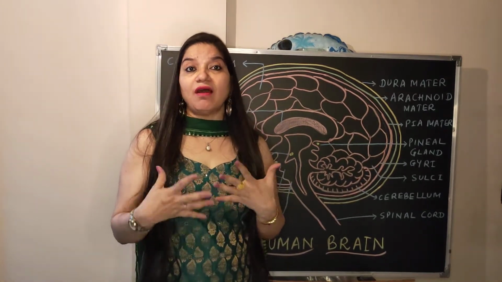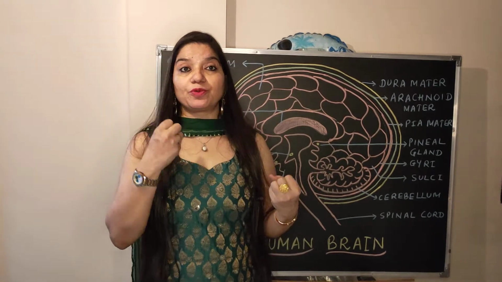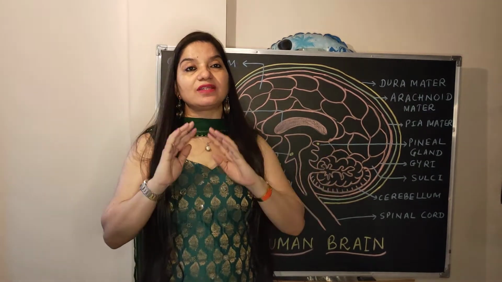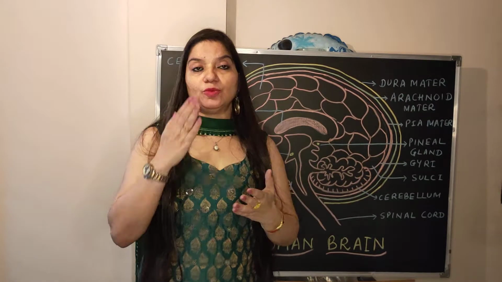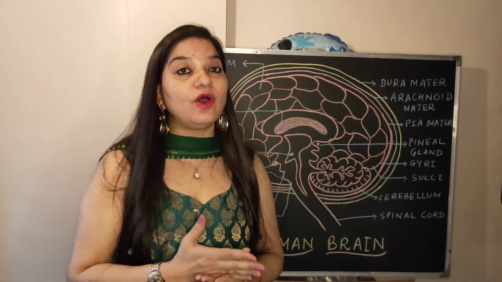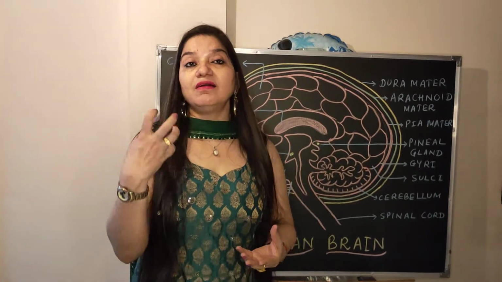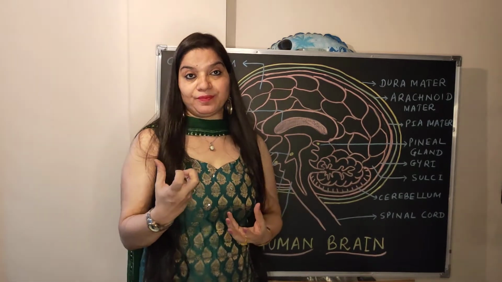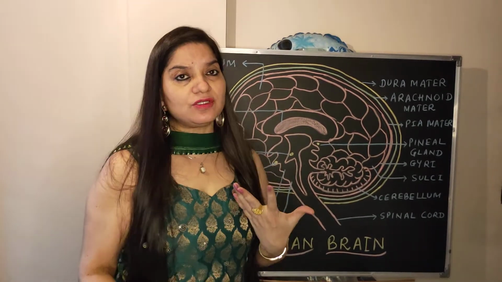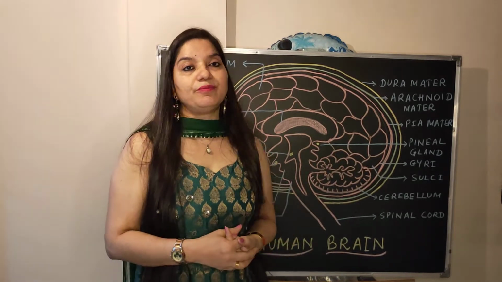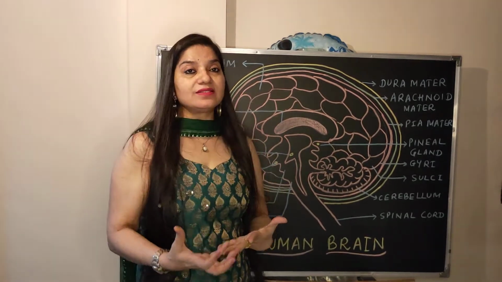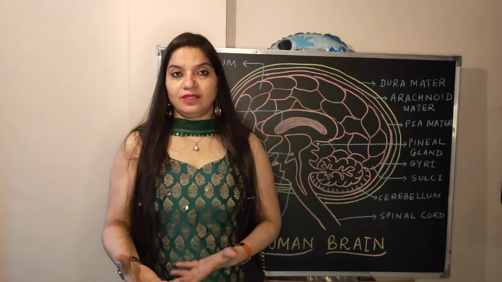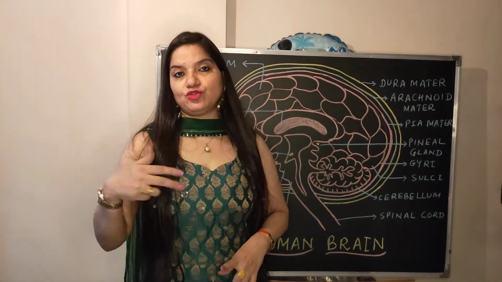The outermost layer is dura mater. It is very hard because it is basically the protective covering of the brain. The middle layer is known as arachnoid mater. It is a spider's web like thing. The innermost layer is pia mater, which gives protection as well as nourishment to the brain. The fluid is known as cerebrospinal fluid, and the infection is known as meningitis.